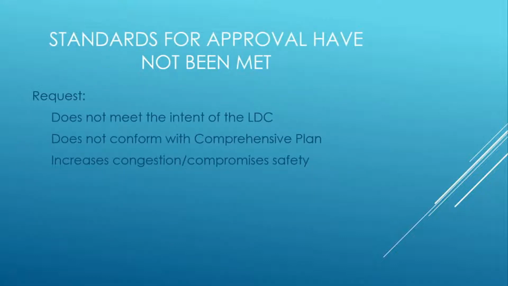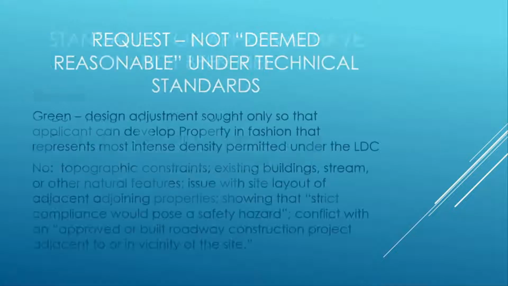Therefore, the standards for approval have not been met in this quasi-judicial hearing where you must base your decision on the basis of what they've already presented. Because it doesn't meet the intent of the LDC, it doesn't conform with the comprehensive plan, it increases congestion, compromises safety. As Mr. Green says, this variance is only being sought so that the applicant can develop the property in the most intense fashion permitted under the LDC.